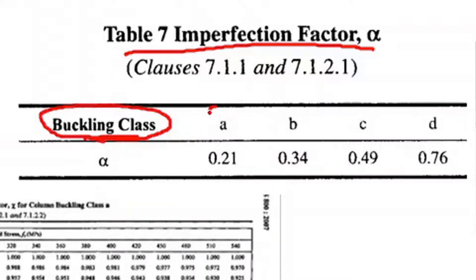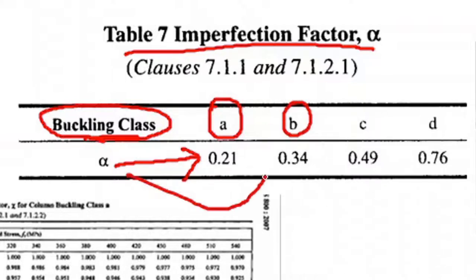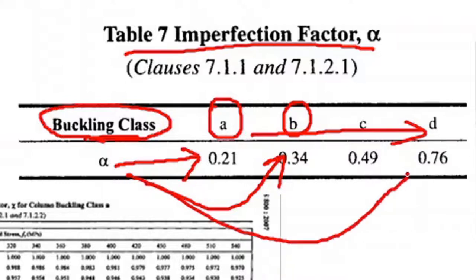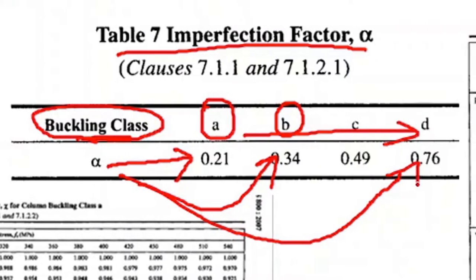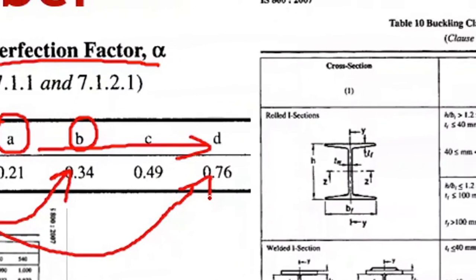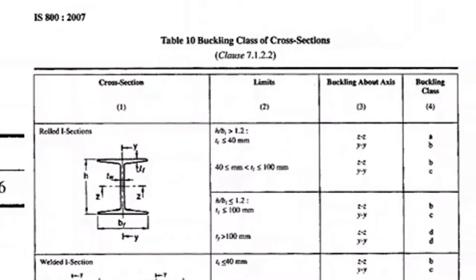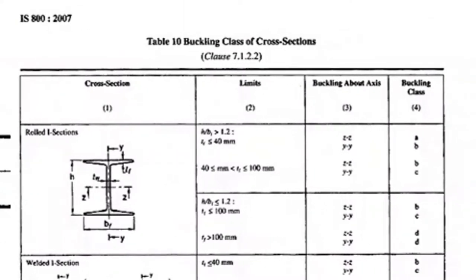The imperfection factor alpha depends on the buckling class. If the column's buckling class is A, then the imperfection factor is 0.1. If the column's buckling class is B, then the imperfection factor is 0.34. If the buckling class goes to D, then the imperfection factor increases to 0.76. Now, how to calculate the column's buckling class? We know its major axis, minor axis, but as of now, we have not discussed its buckling class. The buckling class for any cross section is given in table number 10 of IS 800-2007.